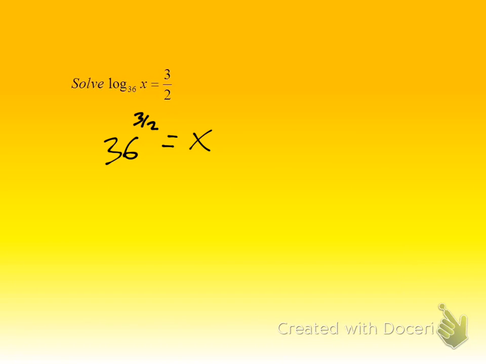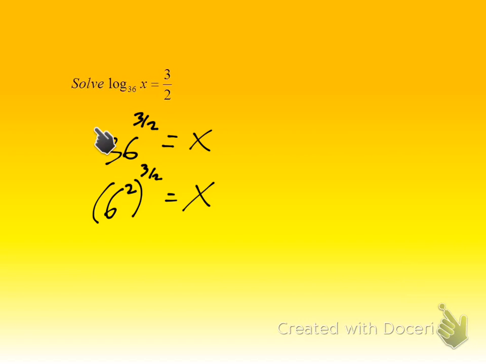So 36 becomes the base, 3/2 moves to the exponent, and it equals x. Is everybody cool with that switch? I've seen that before, yes? Good, you get that. After you do that, I do these problems like this. I see 36 and I think 6 squared. So I see 36 and I make it 6 squared, still to the 3/2 power equals x.